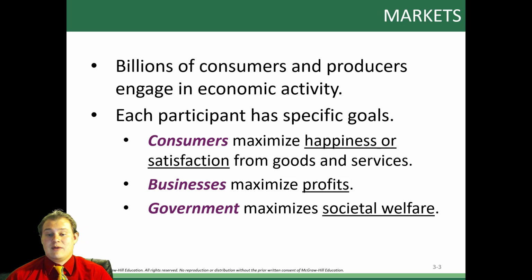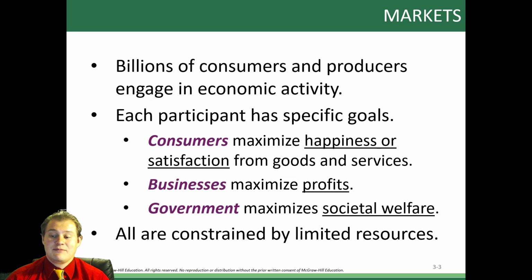So overall, we have three participants. Consumers: happiness and satisfaction. Businesses: maximize profit. They're looking for one thing, and that's money. In fact, that's their legal duty as a corporation. If it's a corporation, their legal duty to their investors and owners is to maximize profits. And then government maximizes societal welfare.